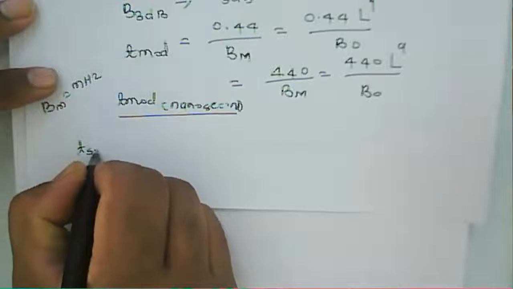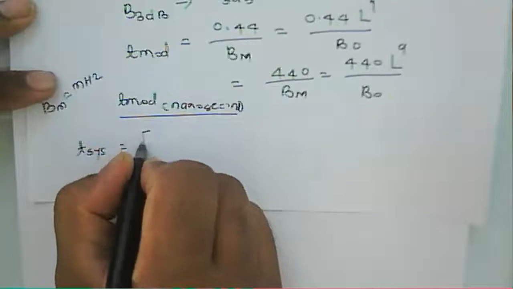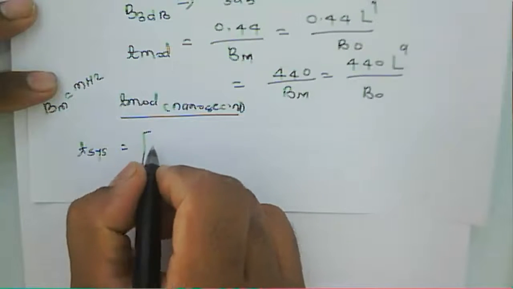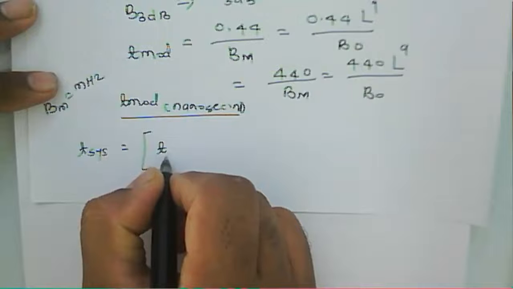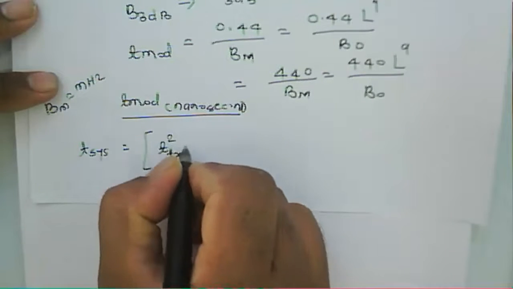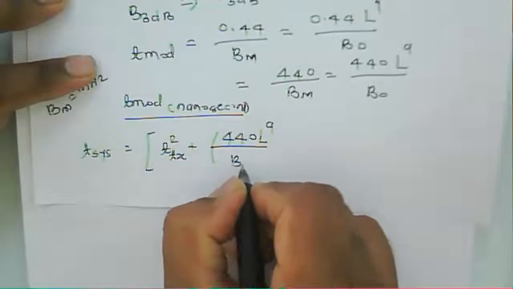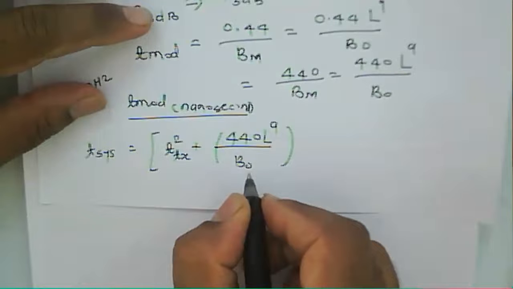So the total system rise time, as we said earlier, is the square root of the transmitter rise time squared, plus the modal rise time 440 L^Q / P0 squared, plus D squared sigma squared L squared, plus (350 / BE) squared, all raised to 1 by 2.